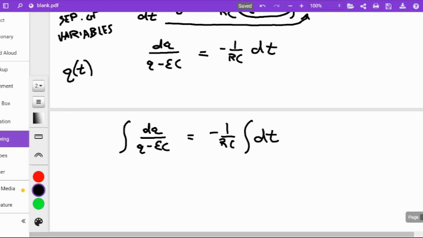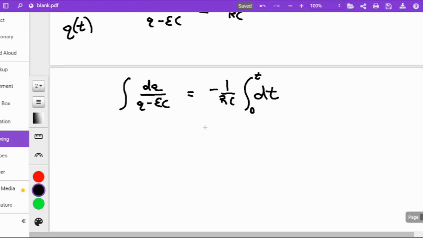After I do that, I'm going to make these definite integrals. The time, that's an easy one. Time goes from 0 to t. By the way, let's just do that one. That's the world's easiest integral. There's nothing in there, so this whole thing just becomes t. So what I end up with on this side is 1 over RC times t.